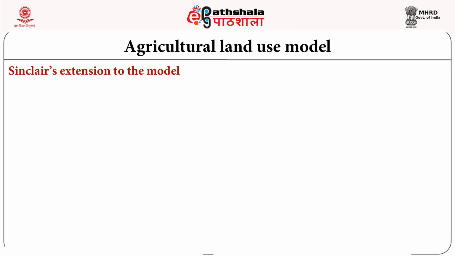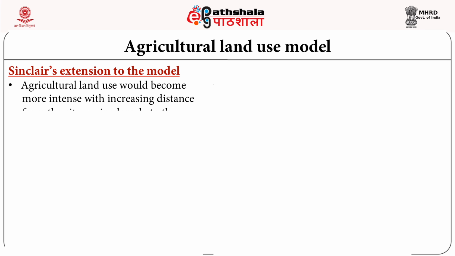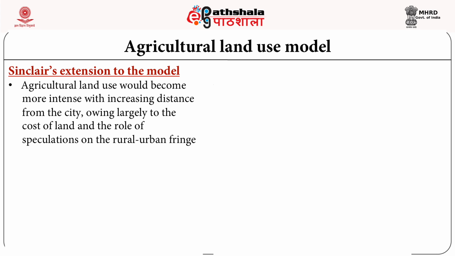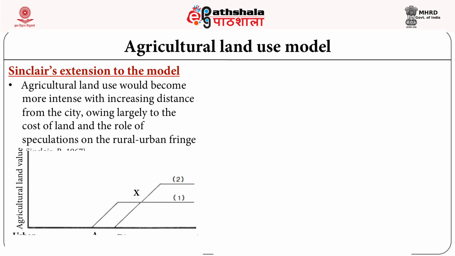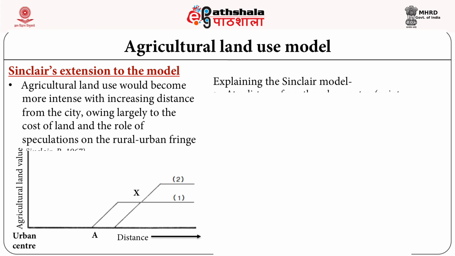Now, if we look at Sinclair's extension to the model in a little more detail, we see that agricultural land use would become more intense with increasing distance from the city, owing largely to the cost of land and the role of speculation on the rural urban fringe. That is what Sinclair said, that was his model. And you can see in this graph that the x axis shows the distance from the urban center and the y axis shows the agricultural land value, and his model has been explained through this graph.